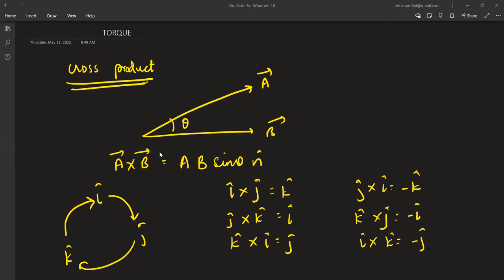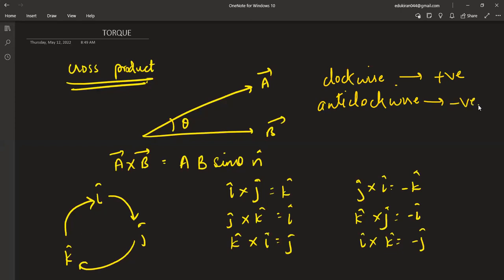If two vectors are subtending angle theta and we have to calculate their cross product, firstly sin theta comes in. n cap is just showing direction. This is how we go about the direction. Just write i cap, j cap, k cap in one corner of your sheet. If you are going clockwise, then take the third quantity as positive. For anti-clockwise, take it as negative.